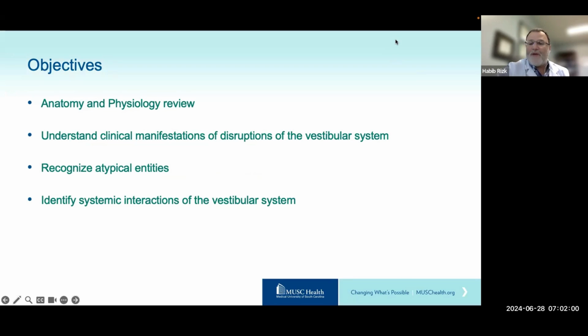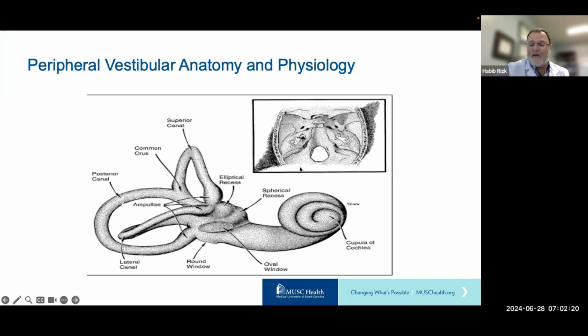So for this group, I probably don't need to go into depth in anatomy and physiological review of the peripheral vestibular system, and I will be streamlining this part of the talk to talk about the atypical presentations that we encounter as otologists in clinic and that straddle the line between peripheral and central vestibulopathies.